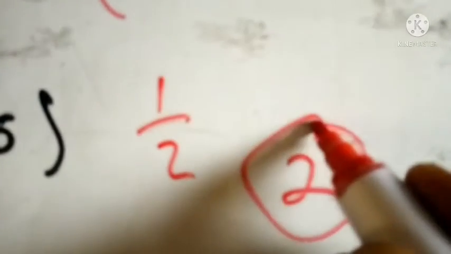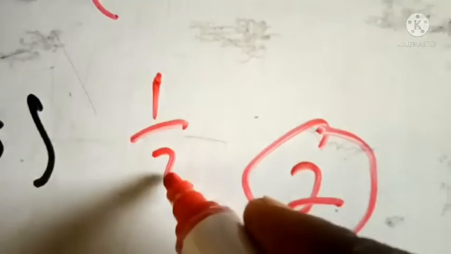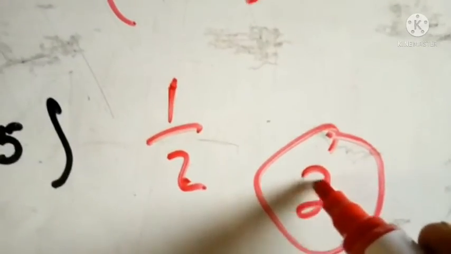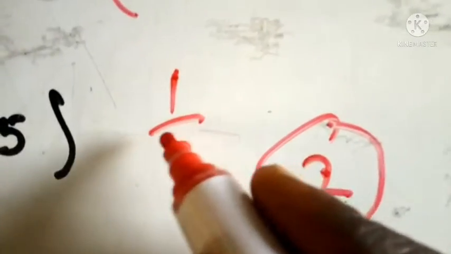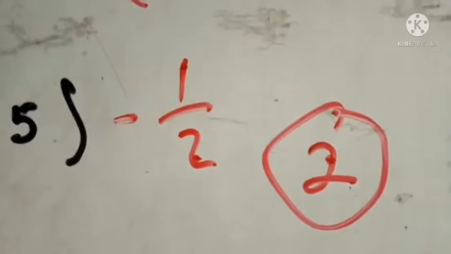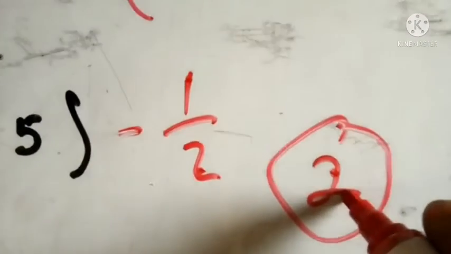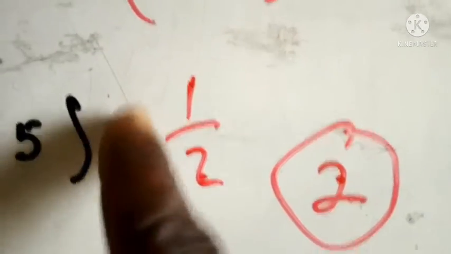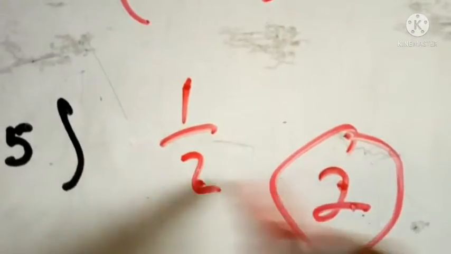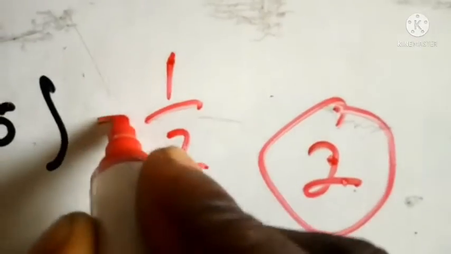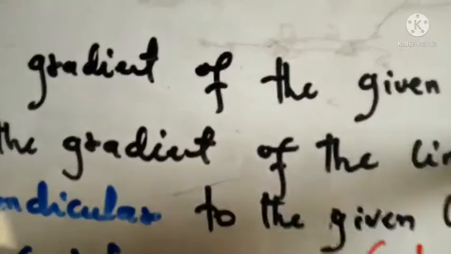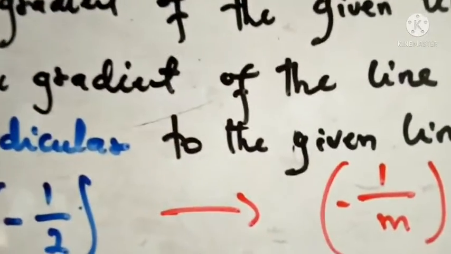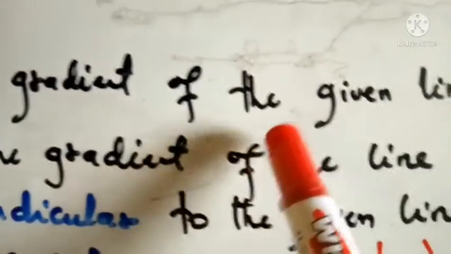So the reciprocal is always 1 over whatever you are having. So if you are having 2, your friend is reciprocal to that, which should be 1/2, 1 over whatever you are having. Now we said it is the negative reciprocal, so there should be a negative here. This is just the meaning of perpendicular: the gradient of one perpendicular line is equal to the negative reciprocal of the other.